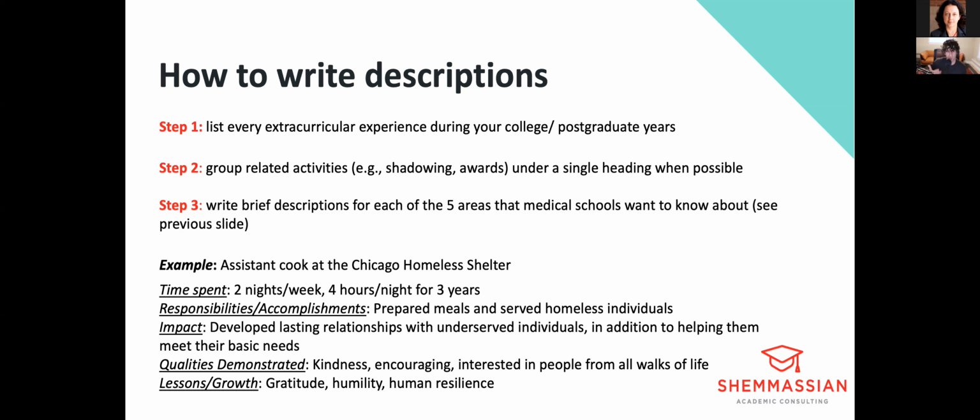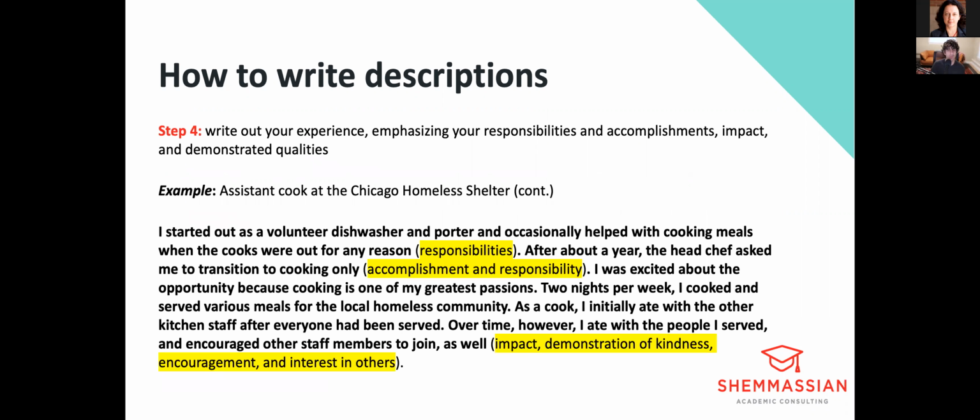So this person prepared meals and served homeless individuals. The impact they made, or impact they experienced, was that they developed lasting relationships with underserved individuals. Qualities demonstrated: kindness, encouraging, interested in people from all walks of life. And the lessons and the growth here were gratitude, humility, and observing human resilience. All right, so let's get into it. What does it actually look like?